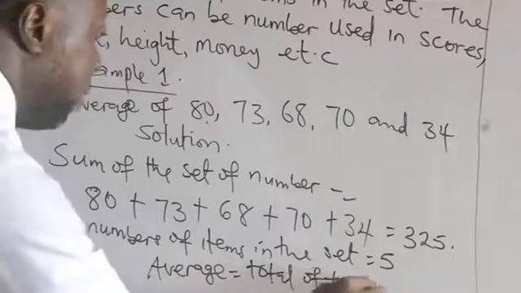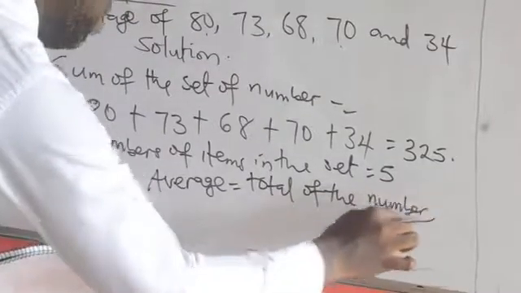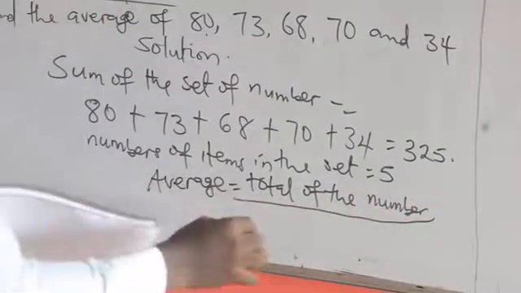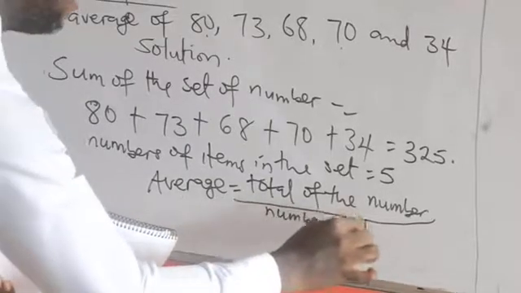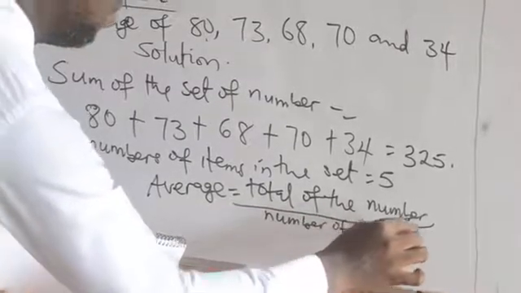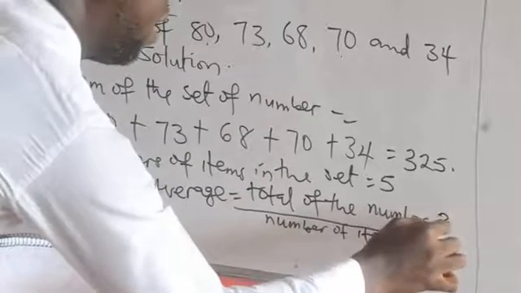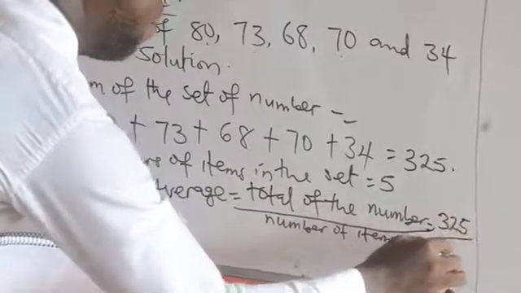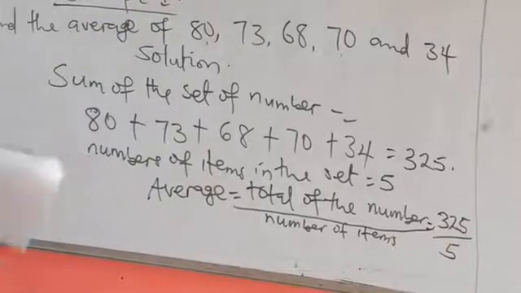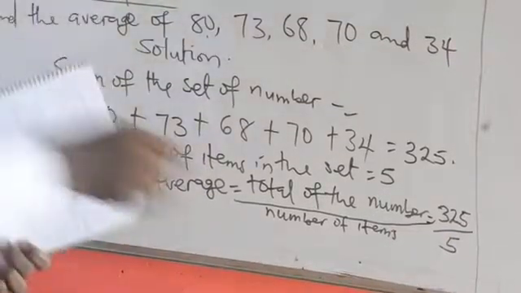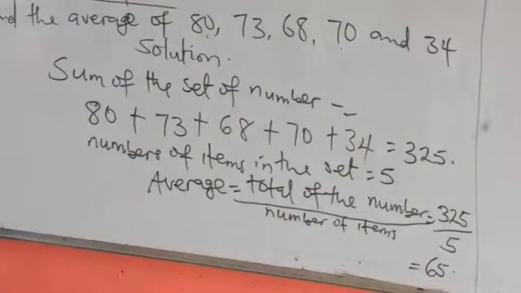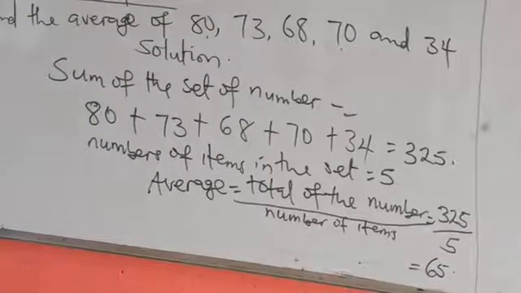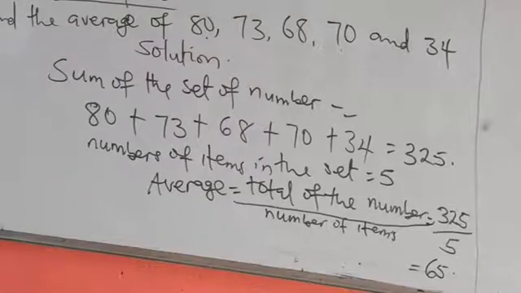So to get the average now, average is equal to the total of the numbers divided by the number of items, which is the same thing as 325 divided by 5. 325 divided by 5 will give us 65. So the average of these numbers is 65.